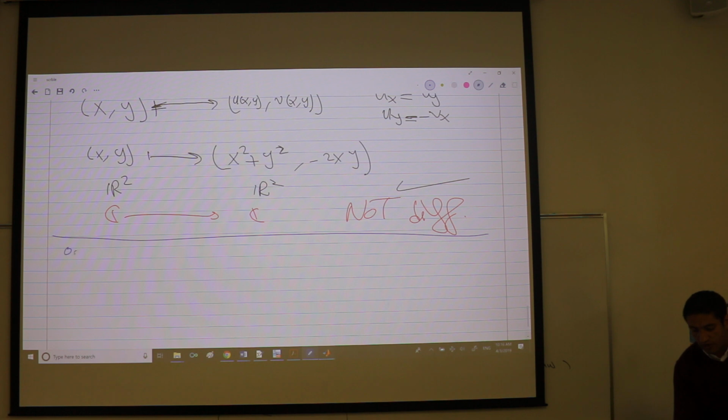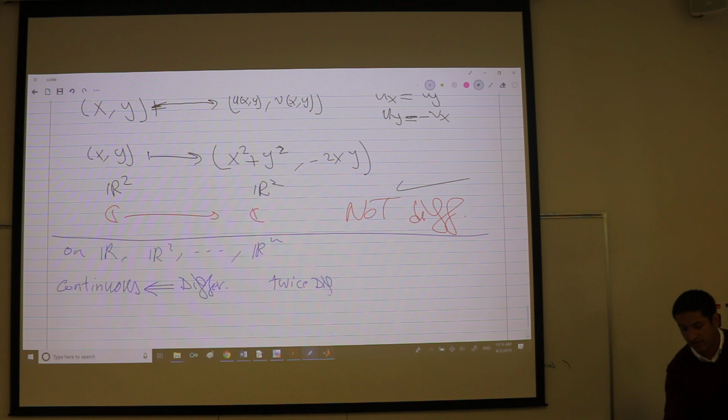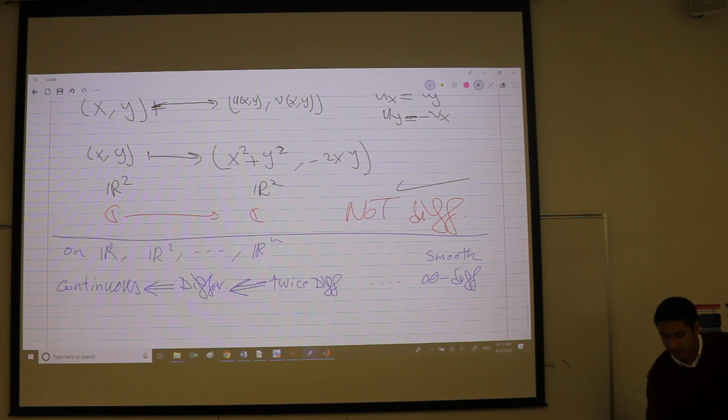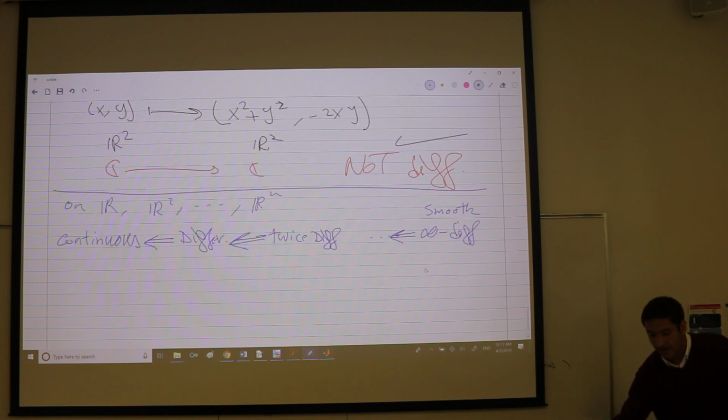In the real line, so on R2, whatever you like, Rn, okay? On R, we have continuity, right? Your function can be continuous, can be differentiable. Obviously, if it's differentiable, it's continuous. Can be twice differentiable, and again, if it's twice differentiable, obviously it's differentiable, and so on. It can be infinitely differentiable, which sometimes we call smooth, right? And this implies that. And we have more. We have analyticity. Analytic.